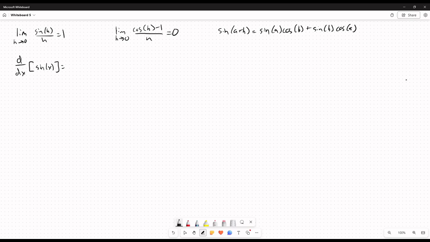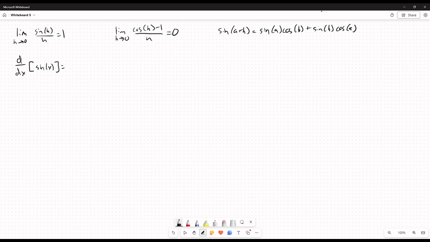There is a nice geometric proof for the limit as h approaches 0 of sine of h over h that I encourage you to look into because it's pretty cool. And then once you have this limit, it's actually pretty easy to get this one. So let's go ahead and use these to prove that the derivative of sine is cosine.